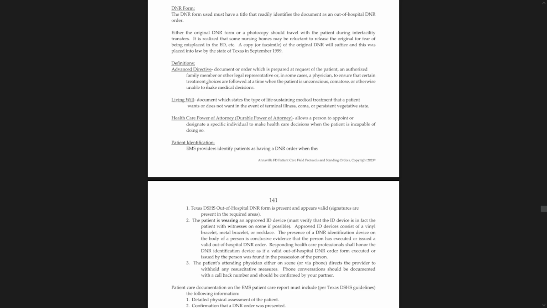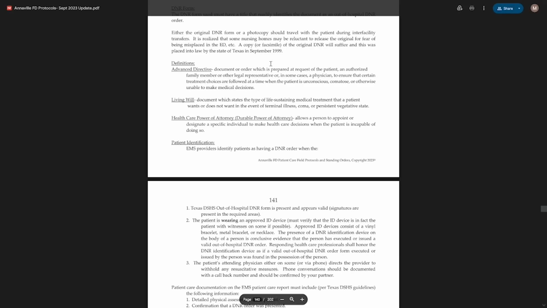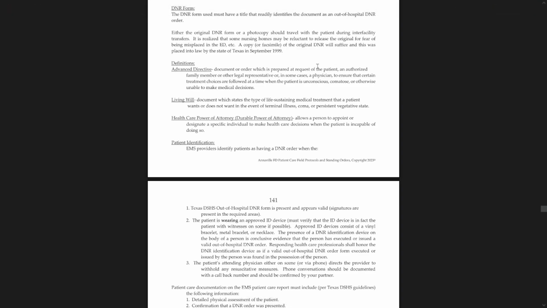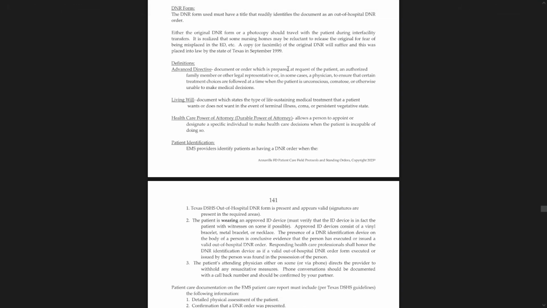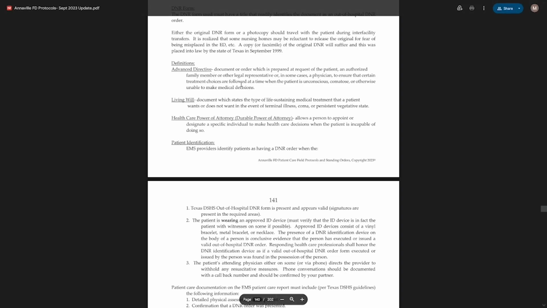Some definitions to note. An advance directive is a document or order which is prepared at request of the patient, an authorized family member, or other legal representatives, in some cases, a physician, to ensure that certain treatment choices are followed at a time when the patient is unconscious, comatose, or otherwise unable to make medical decisions.